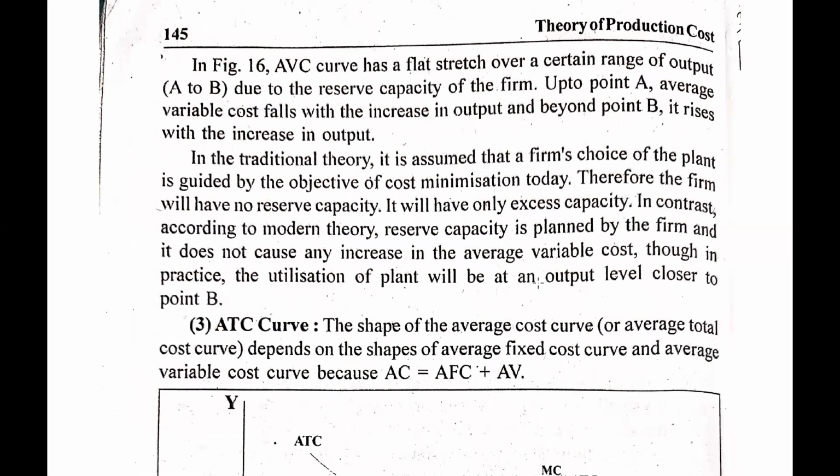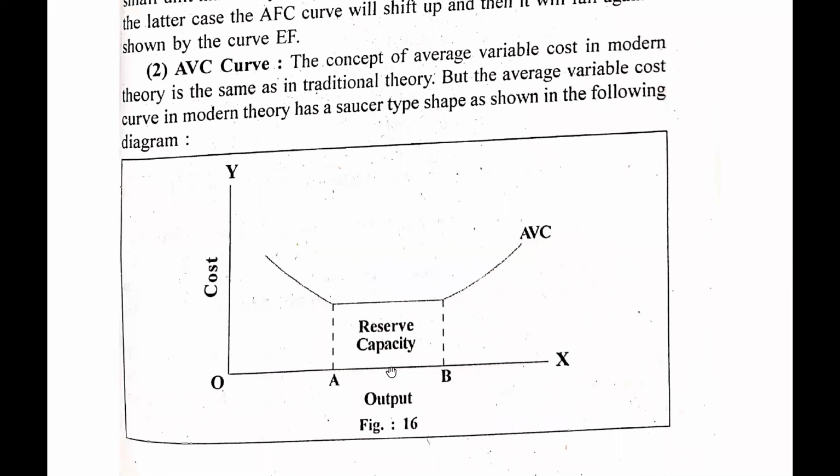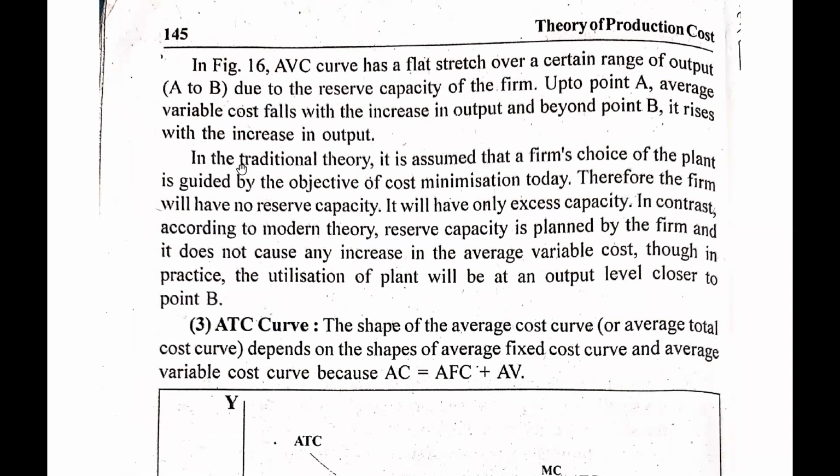Here we will see the explanation given in figure 16. The average variable cost curve has a flat stretch over a certain range of output, that is A to B. A to B is known as reserve capacity. Due to the reserve capacity of the firm, up to point A, average variable cost falls with the increase in output, and beyond point B, it rises with the increase in output.